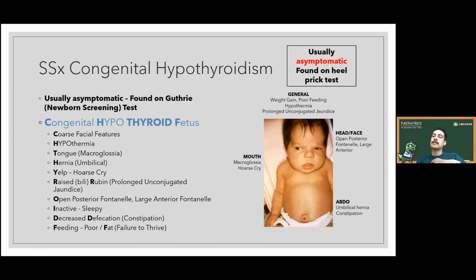So if you rule out the anatomical causes of prolonged jaundice, then you've got to think about hypothyroidism. They have an open posterior fontanelle, are inactive and sleepy, constipated, and they're usually poor feeding, but pretty fat as well. But usually they're asymptomatic and it's found on the heel prick test, and they test for TSH. So if TSH is really high, that would indicate that there's a primary thyroid issue because your brain is trying to stimulate the thyroid to make more thyroid hormone, but it's not.